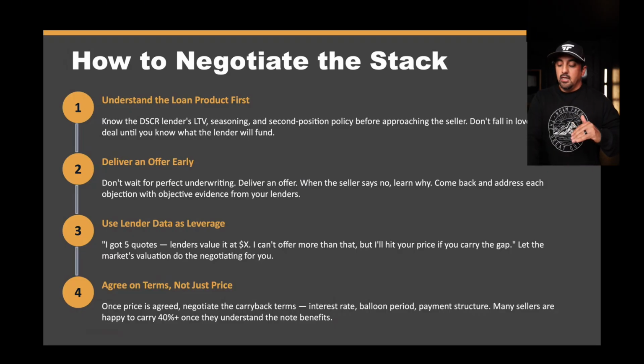If you can understand how they value the property, they will then give you the loan to value, LTV, that we talked about. And that loan to value, let's say if it's like our example, 70%, 700,000, you now know you can take that number and start negotiating the remaining 300,000. So deliver an offer early, don't wait for perfect underwriting. Deliver an offer, and when the seller says no, learn why, come back and address each objection with objective evidence.